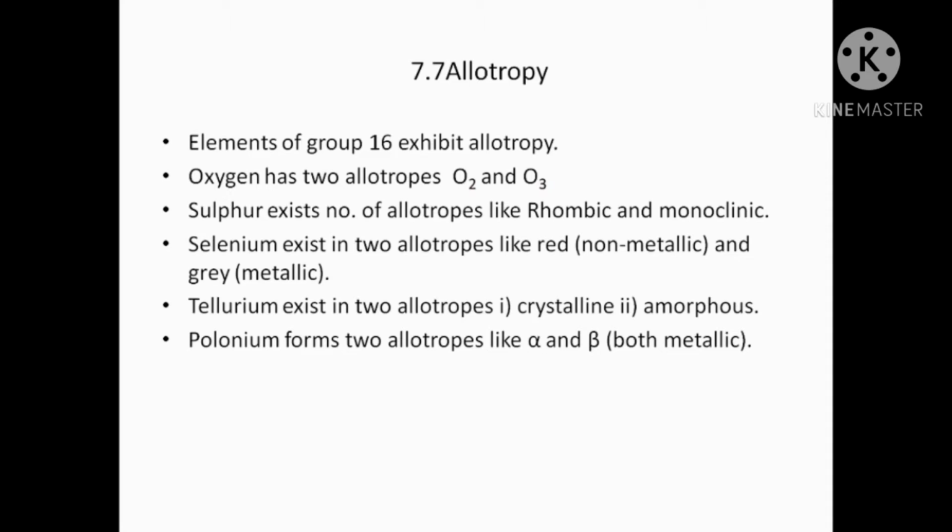Then selenium also exists in two types of allotropes, red, which is non-metallic, and gray, which is metallic in nature. Then tellurium exists in two allotropes, crystalline tellurium and amorphous tellurium. Lastly, polonium also forms two allotropes, alpha polonium and beta polonium. Both alpha and beta are metallic in nature.